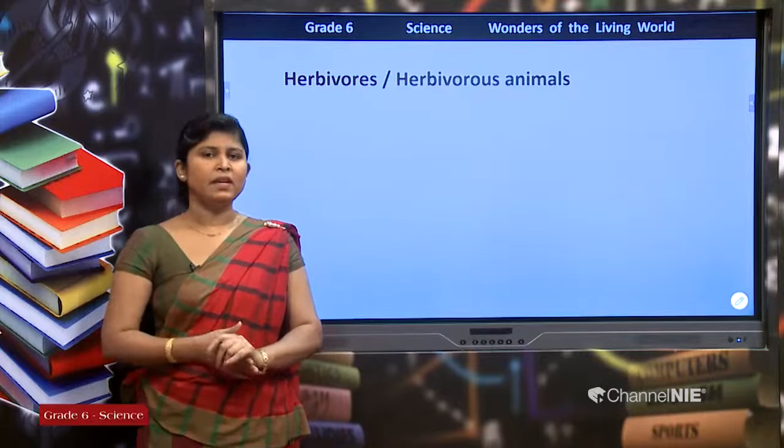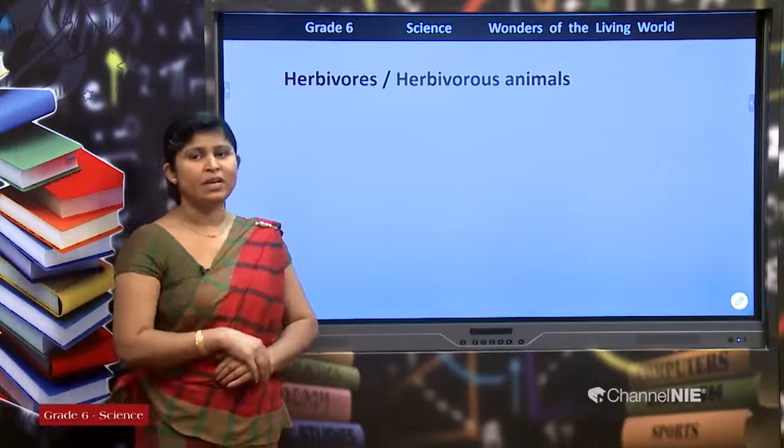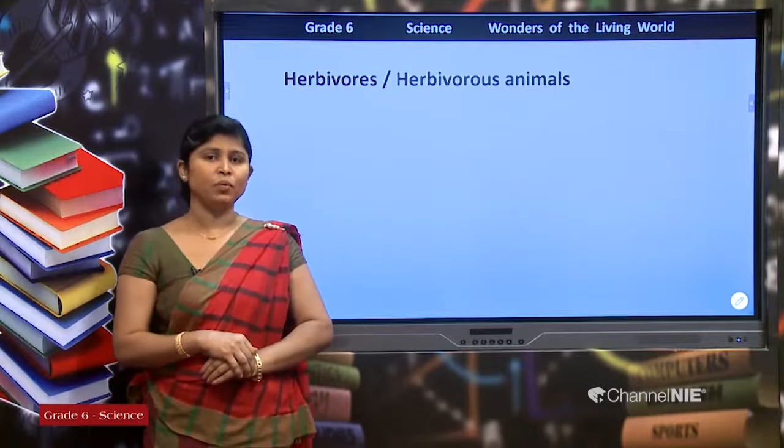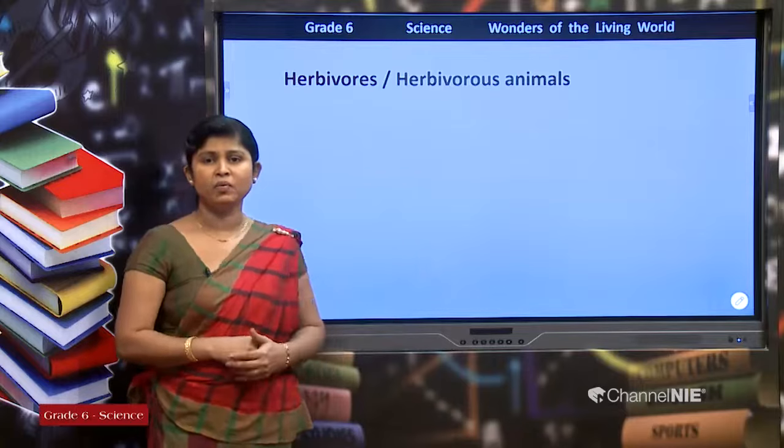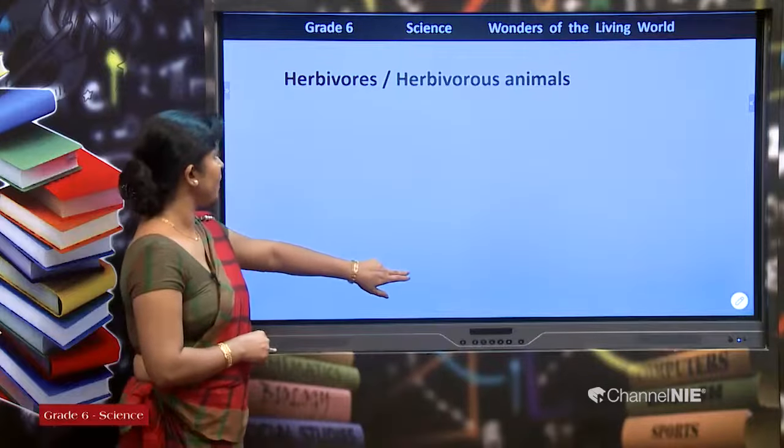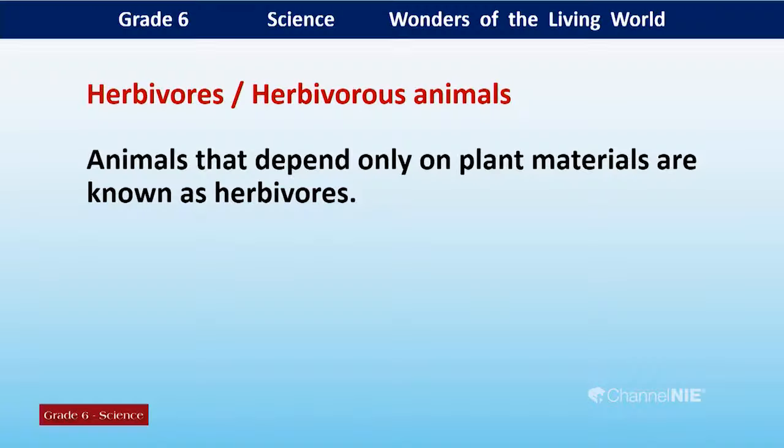Here I thought of explaining a little about herbivorous animals because it is very important to identify what the herbivorous animals are. Animals that depend only on plant materials are known as herbivores. Here I have given you some examples for herbivores, or we call them herbivorous animals. Both are correct. You can use both words.